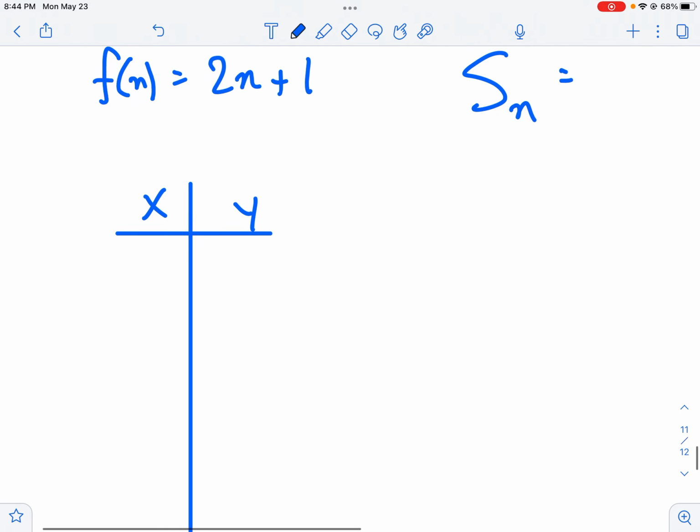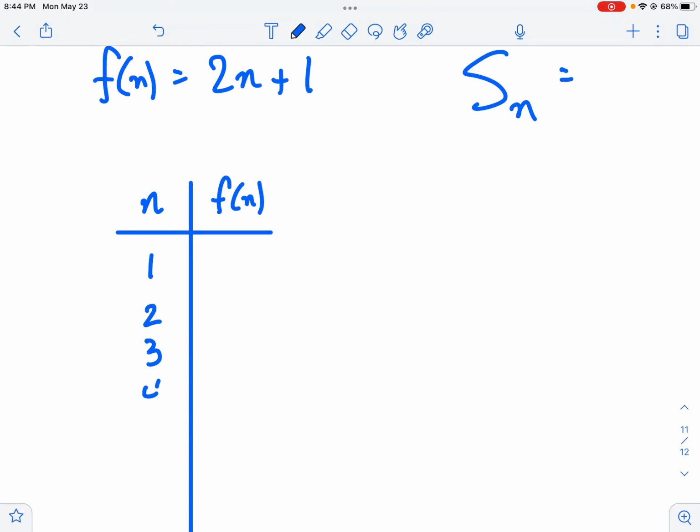So if I have a table of values, instead of x and y, let's put n and f of n, still basically just x and y. And let's do 1, 2, 3, 4, and 5 for the sake of argument. If I put the 1 in here, 1 times 2 is 2 plus 1 is 3. 2 in there is 2 times 2 is 4 plus 1 is 5, and 7 and 9 and 11, right? So nice and simple. It would be easy to use that function, f of n equals 2n plus 1, and fill in a table.